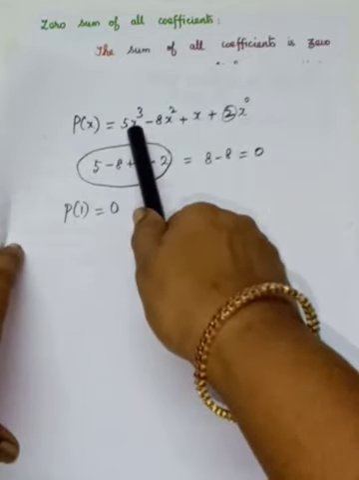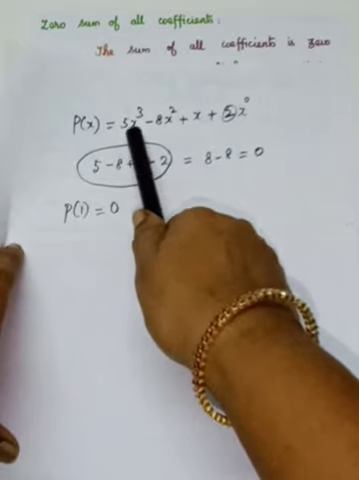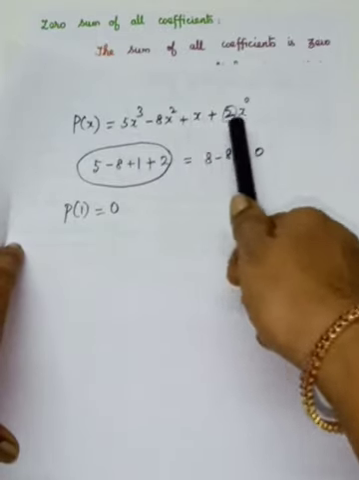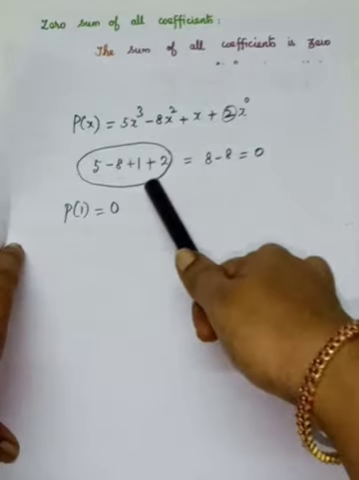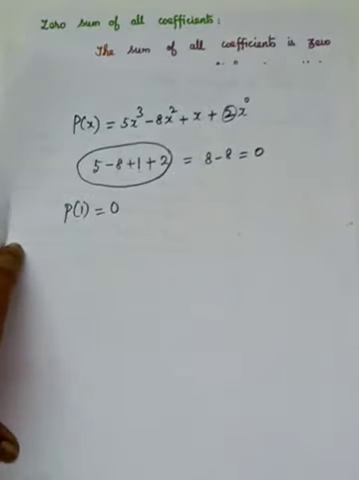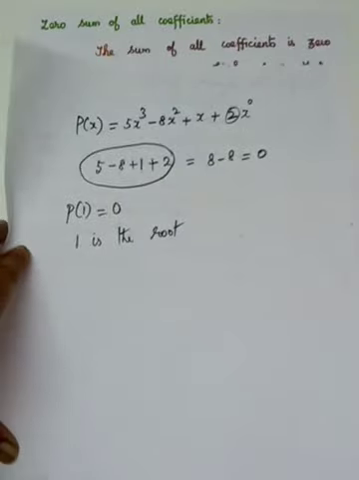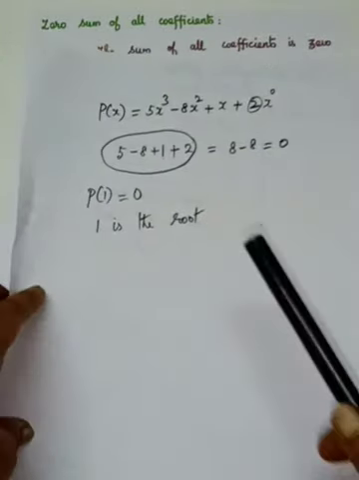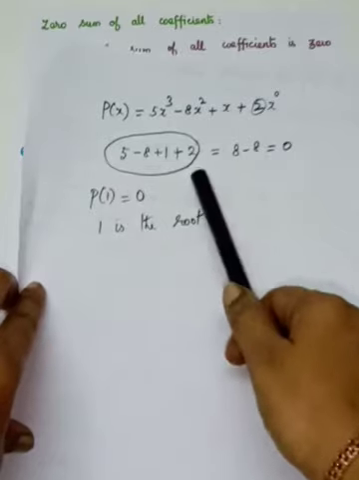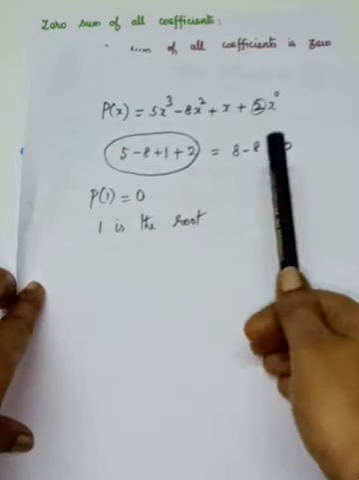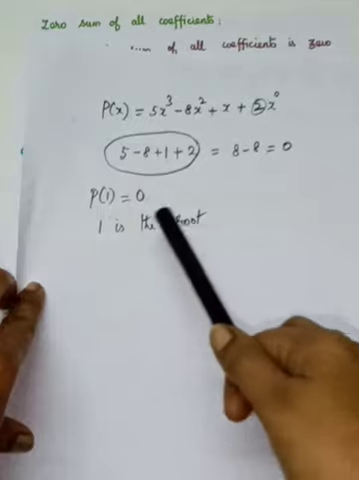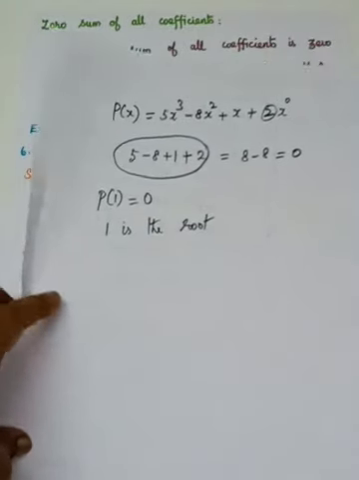So when you substitute x equal to 1, it means 5 minus 8 plus 1 plus 2, isn't it? So the sum of all the coefficients of the polynomial equation is 0, which means P of 1 is 0. P of 1 equal to 0 means 1 is the root of the polynomial equation. See here, what are we getting? The sum of all the coefficients of the polynomial equation is 0 means 1 is the root of the polynomial equation.